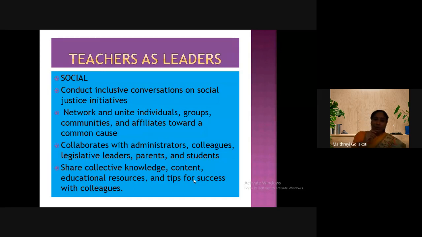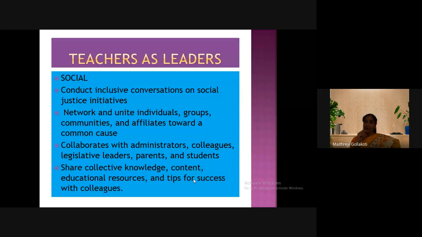Next, network and unite individuals, groups, communities, and affiliates towards a common cause. Now, this, fortunately, is happening. Many colleges and schools are working together as groups. We conduct competitions, we make social impact through some social causes, like we are doing Swachh Bharat, all these things. So those things can help the students in creating social awareness.